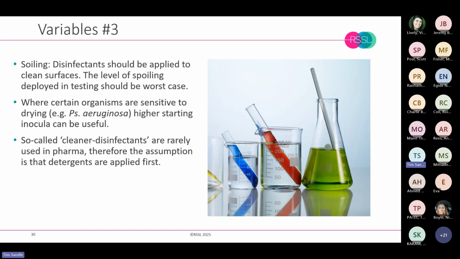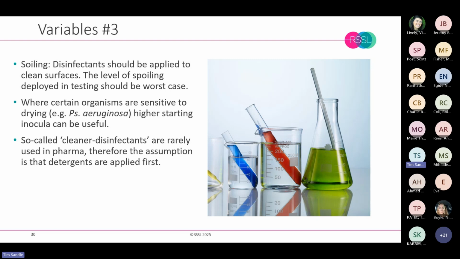The standards recommend bovine serum albumin, and that might be a worst case, or there might be something more applicable. So you need to weigh up when we test our disinfectants, what type of soiling and what degree of soiling do we wish to have in there to simulate that process.